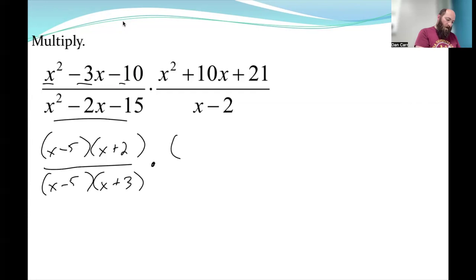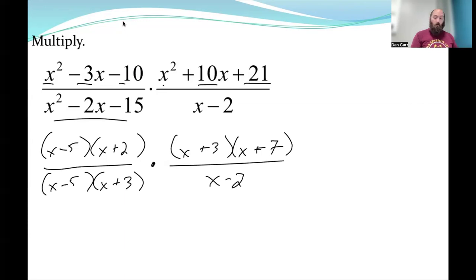Over here, we're going to multiply by... if I have x squared, I've got x... I don't like where that is. Let's try that again. We've got x and x, multiplies to 21, adds to 10. That's a positive 3 and a positive 7. And then all over x minus 2.